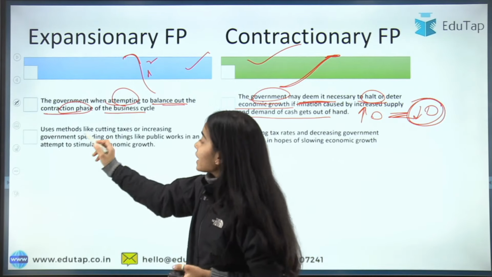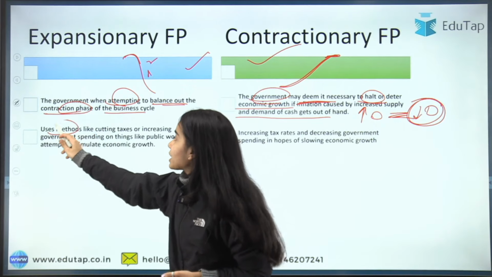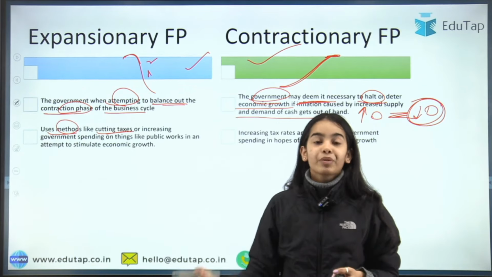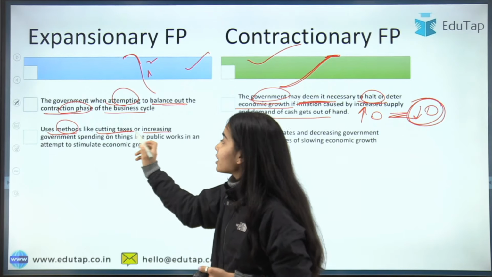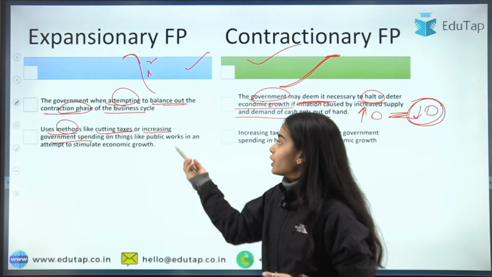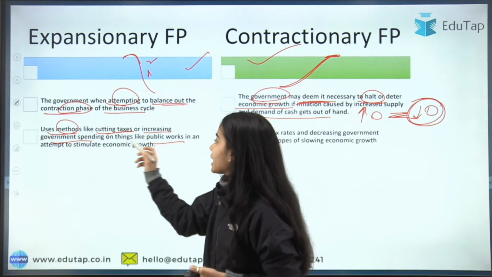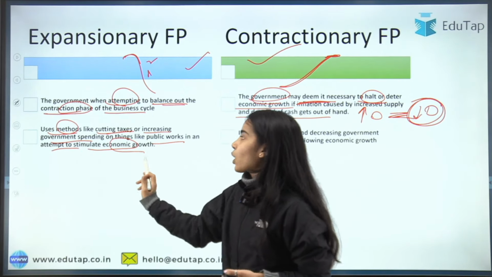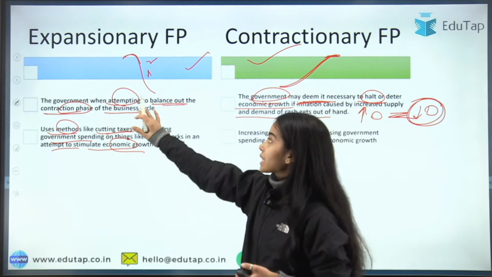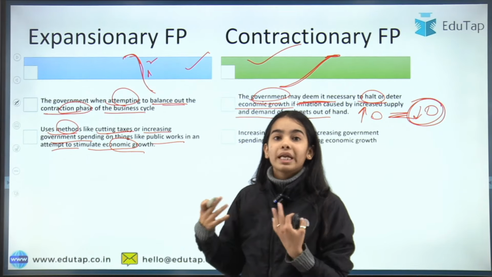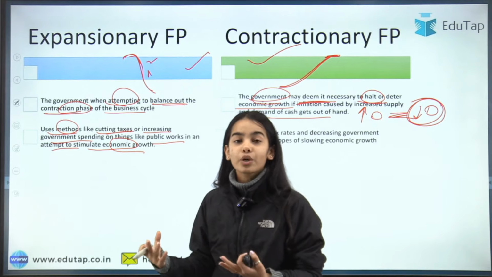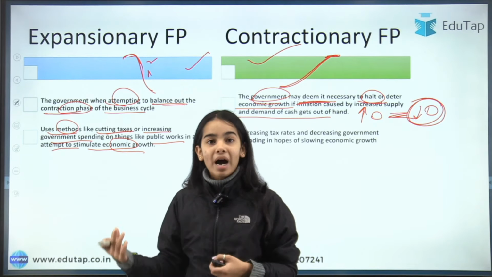Next is the expansionary fiscal policy, with methods like cutting taxes. The taxes are reduced in the expansionary fiscal policy, and government spending is increased on things like public works, in an attempt to stimulate economic growth. So in this case, the contractionary phase is there, so we need to stimulate the growth.